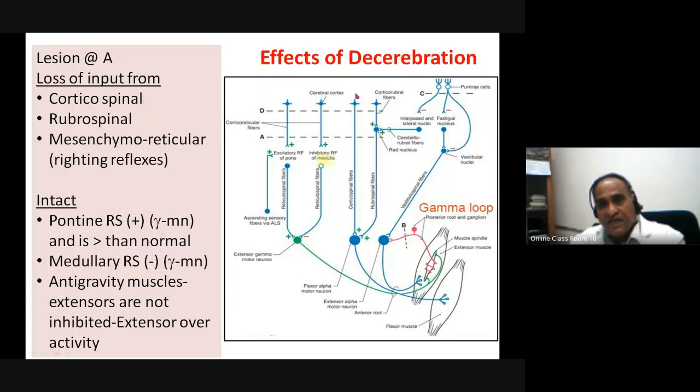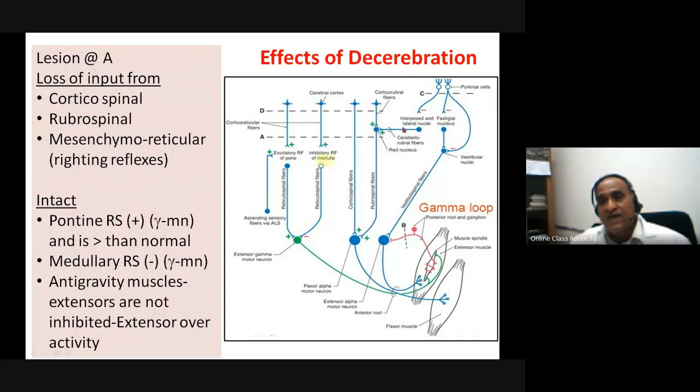In addition, the corticospinal tracts are lost, so there is no voluntary control. Then the rubrospinal tracts are lost, because the rubrospinal tract controls the upper limb flexors. These are the flexor group of muscles. Upper limb flexors are lost, so that is why you have all 4 limbs extended. Because in the decorticate preparations, this was intact, so now they are lost. So you have the increased extension of all 4 limbs.